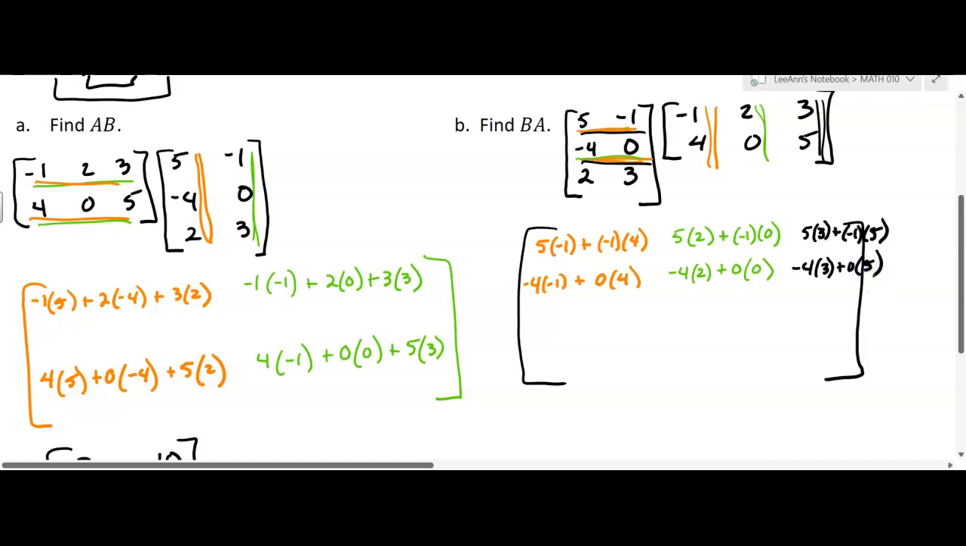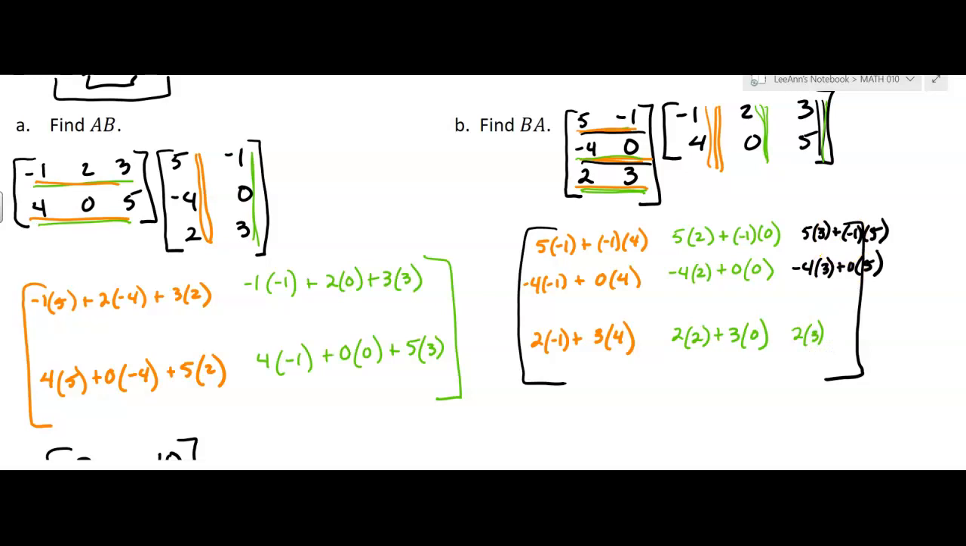And then now we do the third row times the first column, which is 2 times -1 plus 3 times 4. This will get easier the more you do. And then the third row times the second column, which is 2 times 2 plus 3 times 0. Again, we like those zeros. And then finally the third row times the third column, which is 2 times 3. Whoops, didn't switch, darn it. 2 times 3 plus 3 times 5.